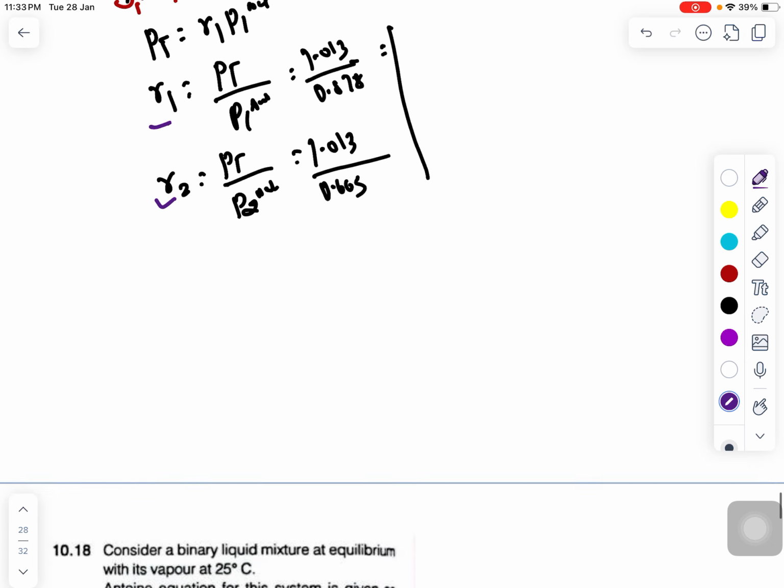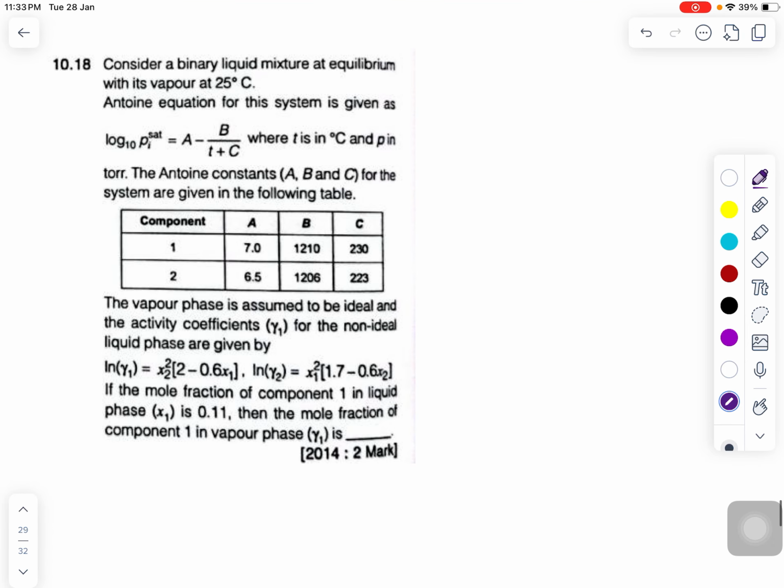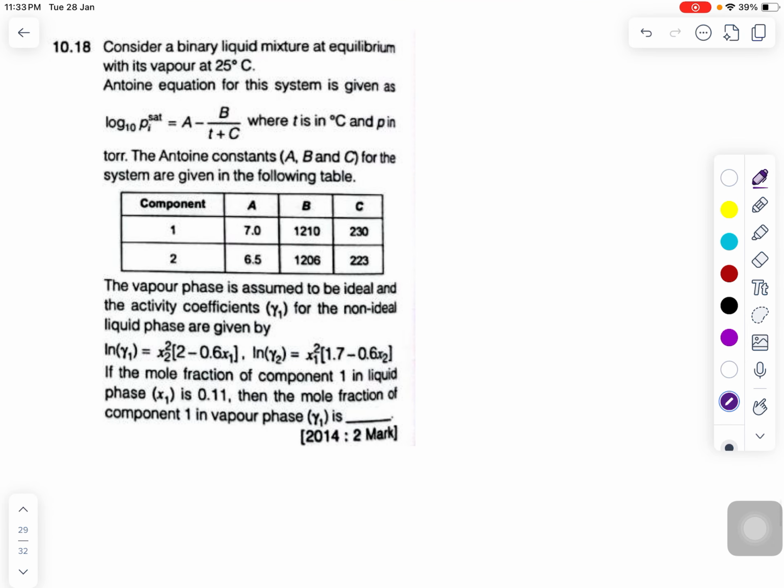Okay, this was also a good question, but if you know the tricks, then definitely this question will be very easy for you. This question looks very difficult, but let's see how we can solve this particular problem. In a previous lecture also I have solved this kind of problem. So consider a binary liquid mixture at equilibrium with its vapor.